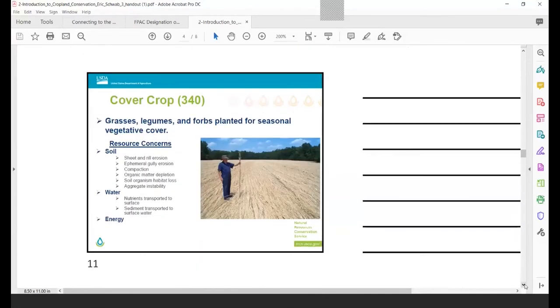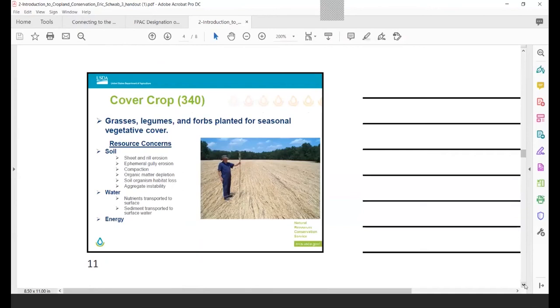The next practice I'm going to talk about is cover crops, 340. A cover crop is defined as a grass, legume, or forbs, or a mixture of those planted for seasonal and vegetative cover. So these aren't planted as crops, but these are crops that we're going to grow and return to the soil surface in most cases. We plan those, again, to address the soil resource concerns: sheet and rill erosion, ephemeral gully erosion, and the soil quality, soil health resource concerns of compaction, organic matter, soil organism habitat loss, and aggregate instability, along with the nutrients transported to surface water, and sediment, and energy.